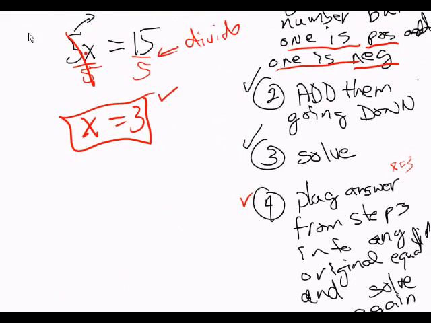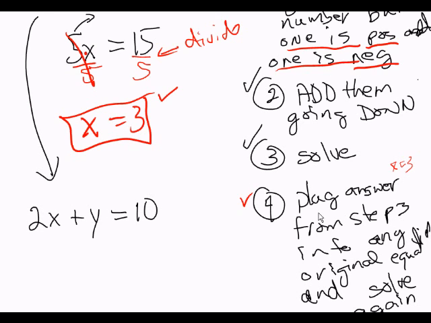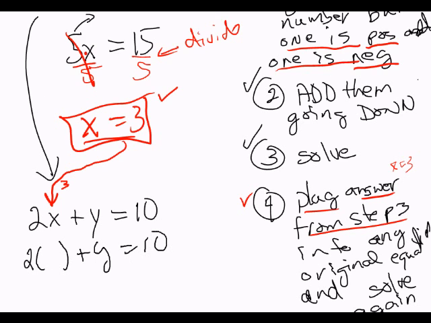Or no, I'm going to pick equation 2. I think that's easier. 2x plus y equals 10. So I'm going to bring equation 2 down here. 2x plus y equals 10. This is equation 2. And I'm going to plug my 3. It says plug the answer from step 3 into any original equation. X equals 3. I'm going to plug a 3 right into there.